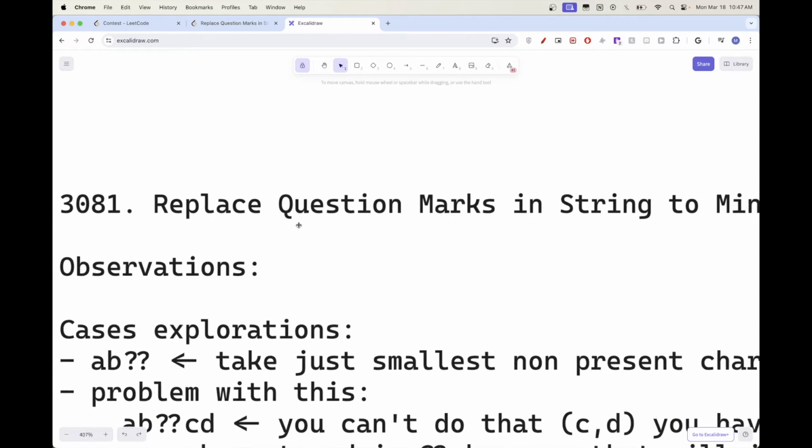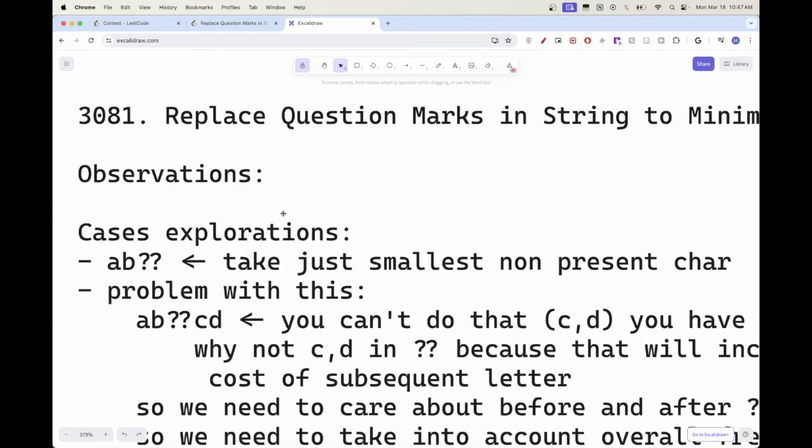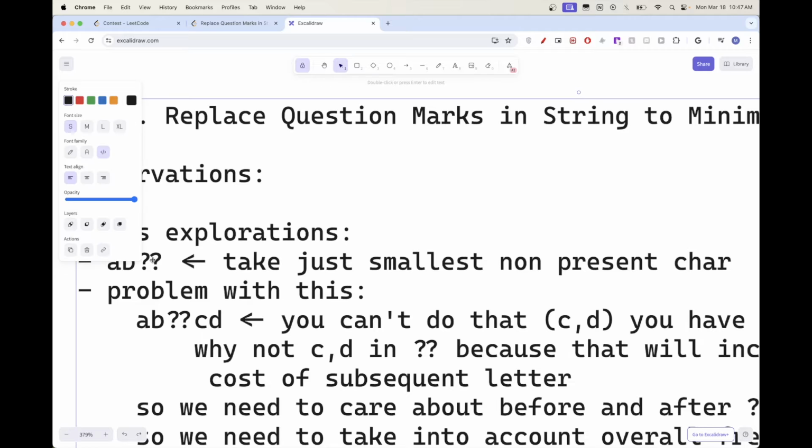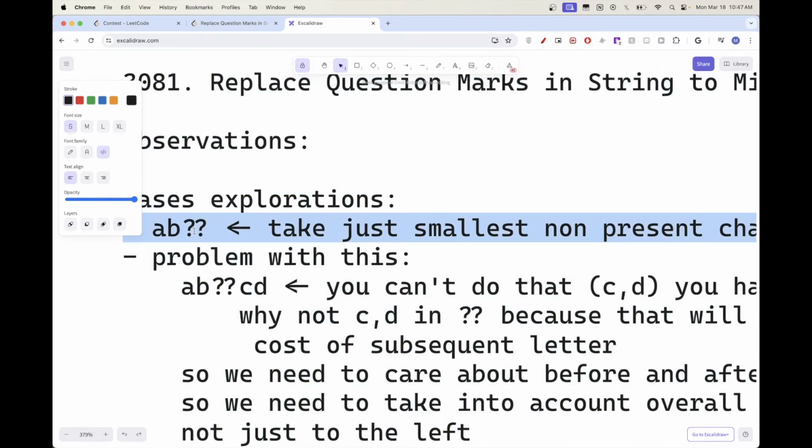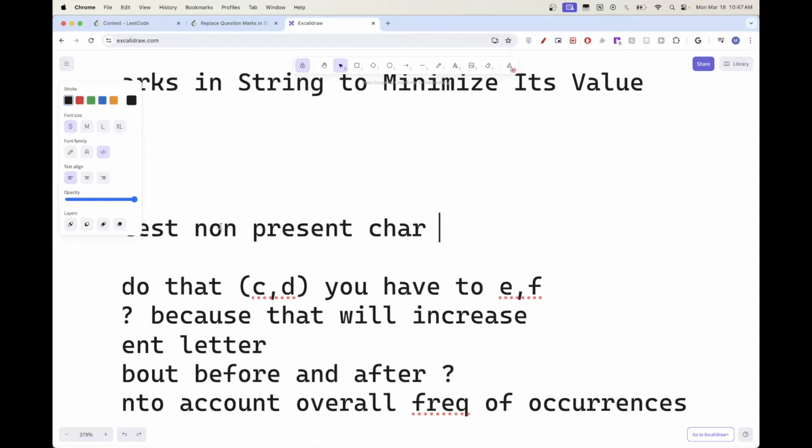Well, first, let's do a couple of observations. I think with this problem, it helps to not jump into the first solution that comes to mind. It helps to first try a couple of examples. So for example, if we just have a simple one where you have some letters and then you have the question marks, then that's easy to do. But you have to be careful because question marks can be anywhere here. But first, if we just have this case, then we can just take the next smaller lowercase letter that is not in there.